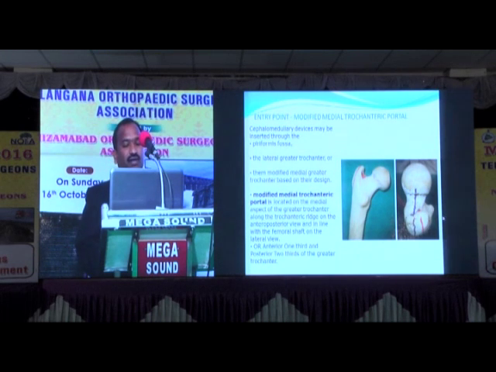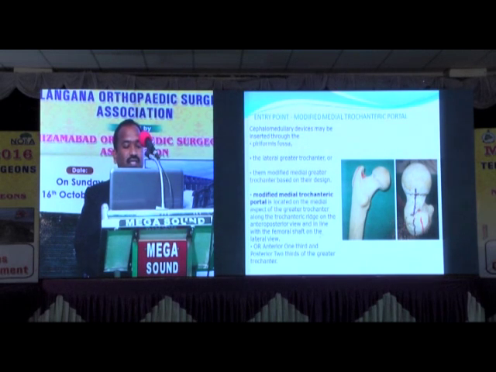For the modified intertrochanteric portal, this is the posterior aspect of the femur, which shows the piriformis fossa, and the usual entry is 4 to 5 mm anterior to the piriformis fossa, corresponding to the center of the head and neck of the femur.